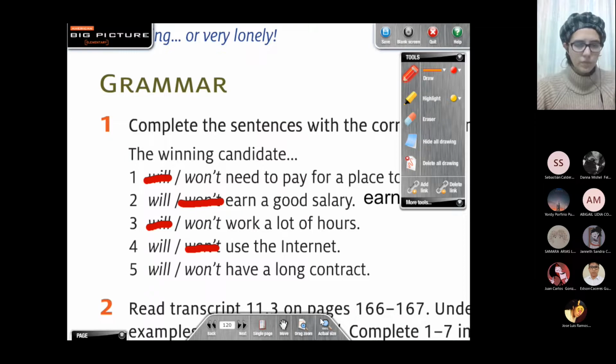We'll have a long contract. Okay, so the winning candidate will have a long contract. Well, it depends on you. If you say that 6 months, it's a long contract.